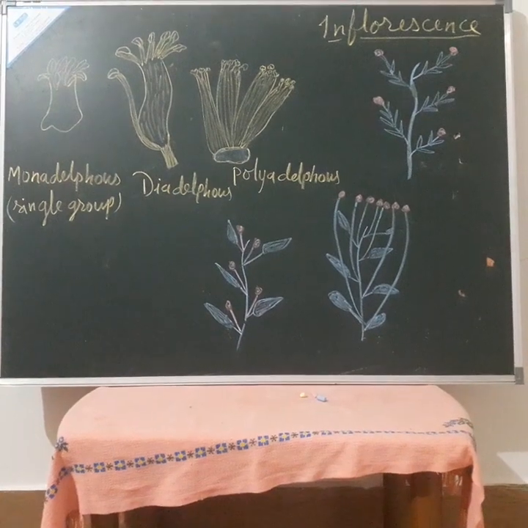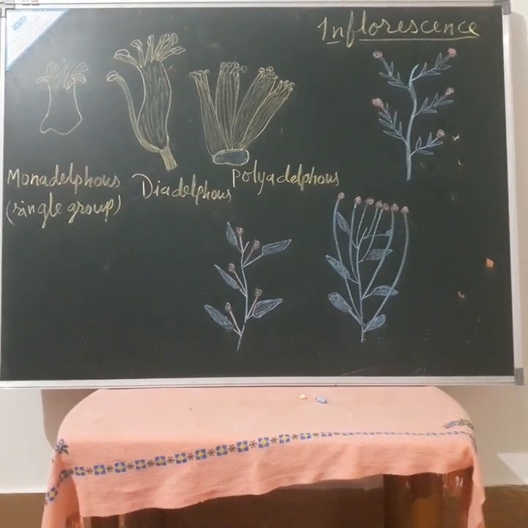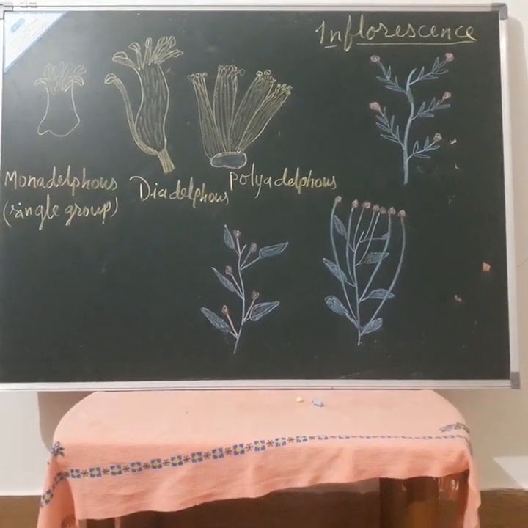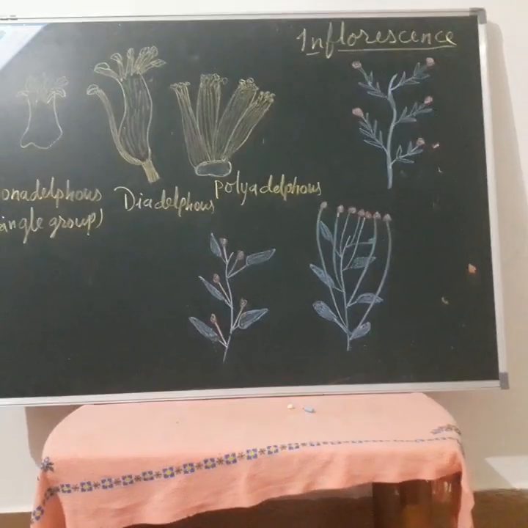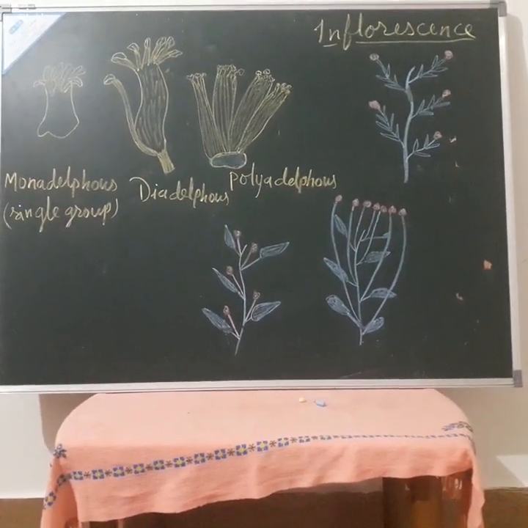Next is placenta. The tissue that attaches the ovule to the wall of the ovary is known as placenta.